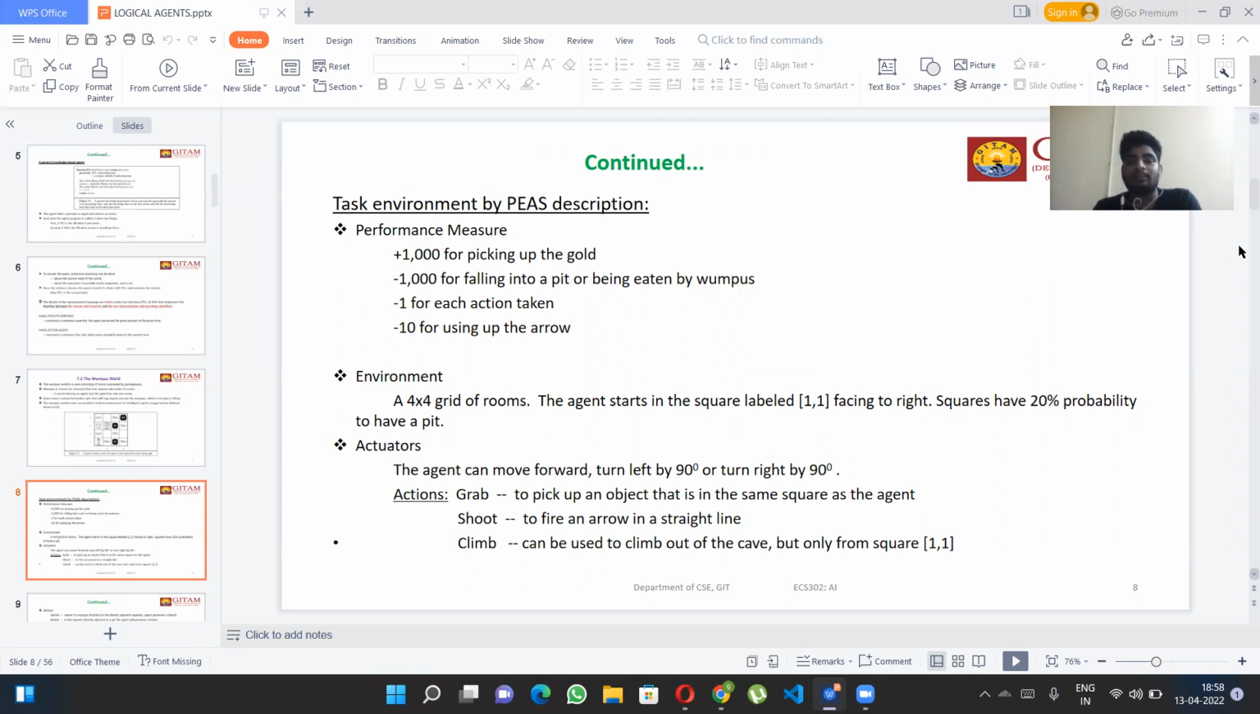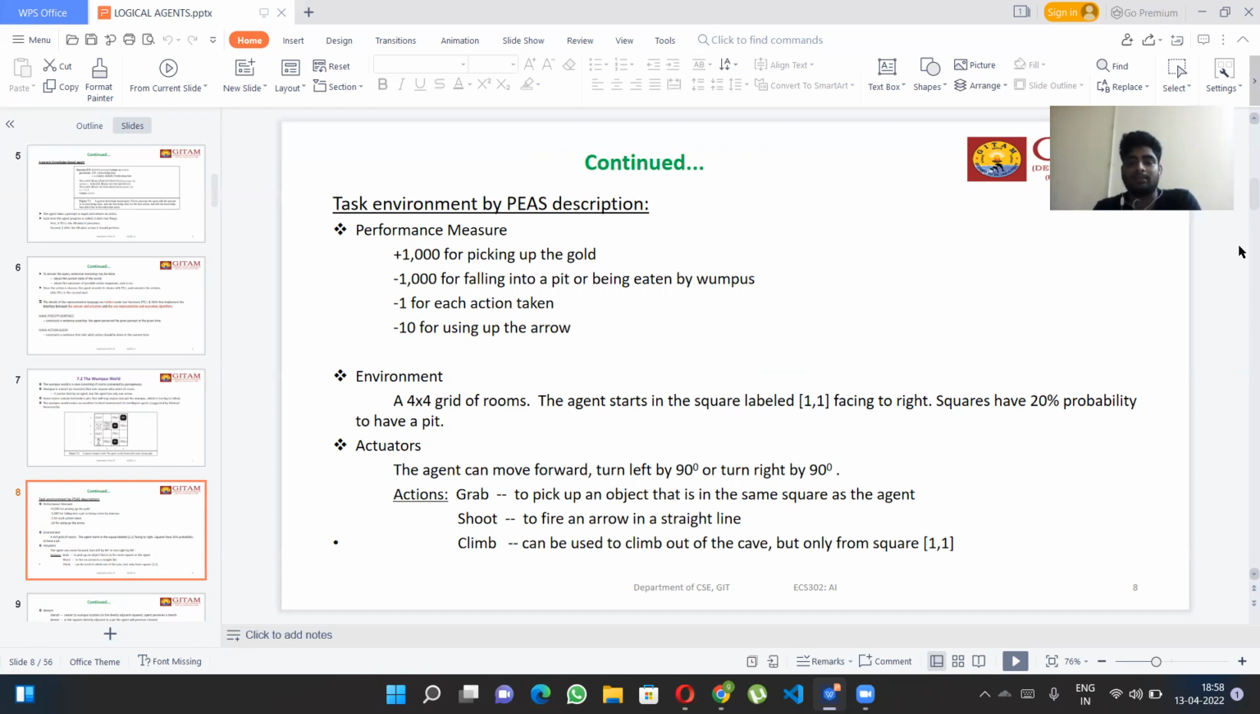The actions are, first, grab. Grabbing is picking up an object, catching something. The second one is shoot. We can see shooting in our daily life examples also. Shooting is releasing an arrow.